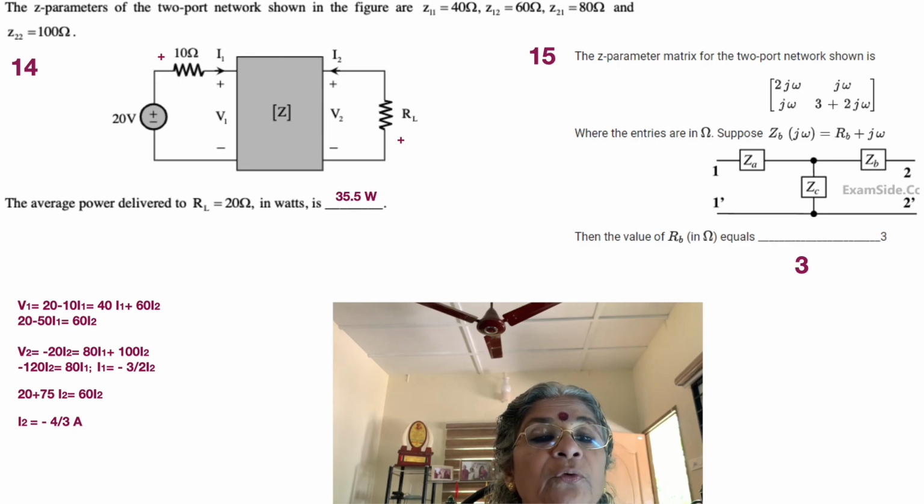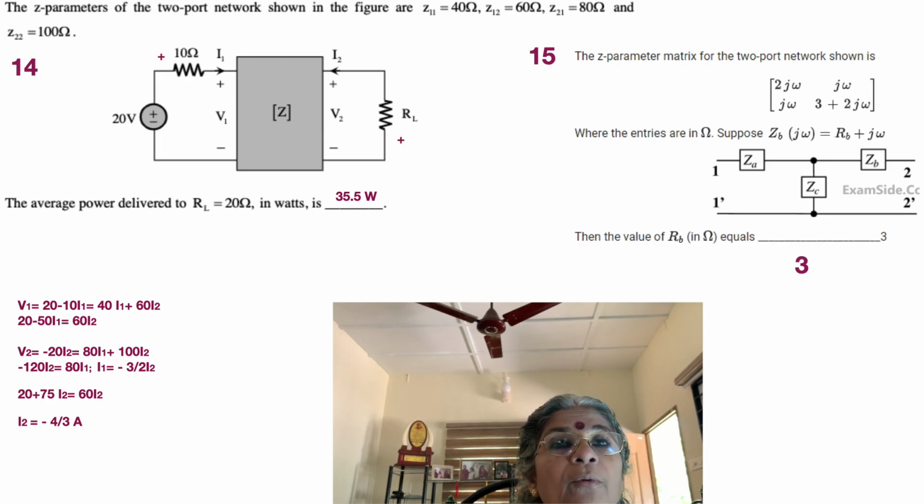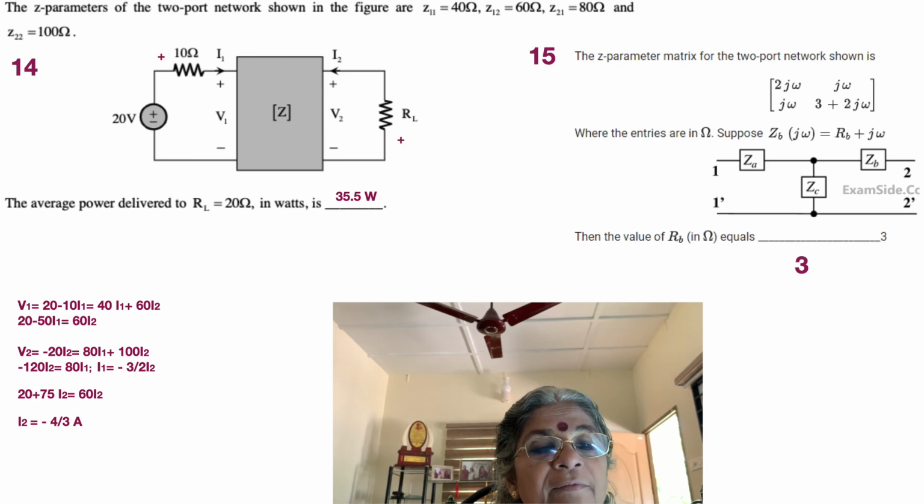Okay, so where do we start from? We start from V1. So what is V1? V1 is equal to 20 minus 10 I1. I hope this is clear, because I1 is being pumped into the circuit which is represented with Z parameters. So V1 is equal to 20 minus 10 I1, and now we talk in terms of Z parameters. What is that? Z11 which is 40 into I1 plus Z12 which is 60 into I2. So we have an equation in I1 and I2: 40 I1 plus 60 I2 is equal to 20 minus 10 I1. Collect them together such that 20 minus 50 I1 is equal to 60 I2.